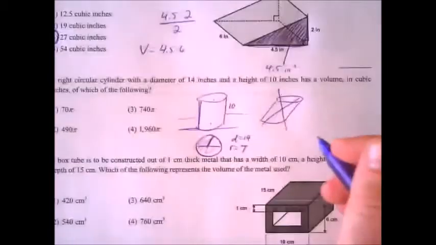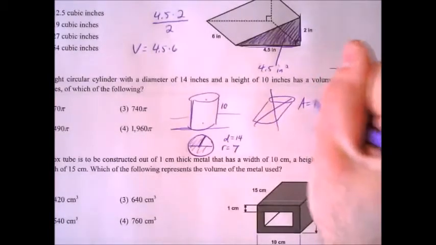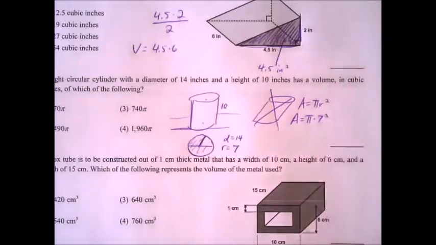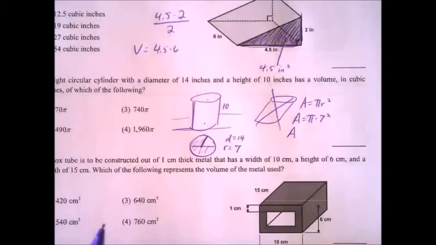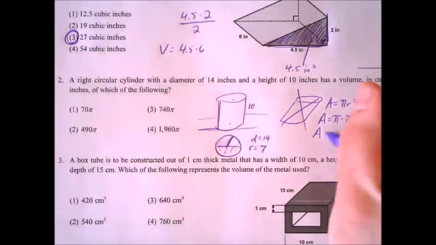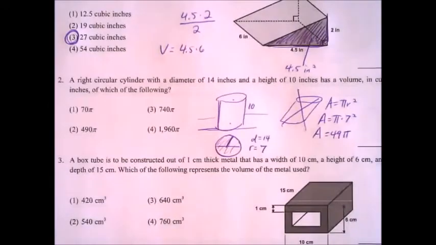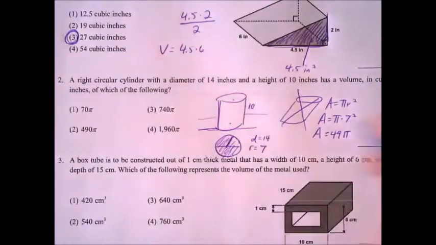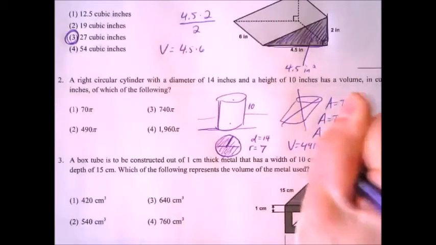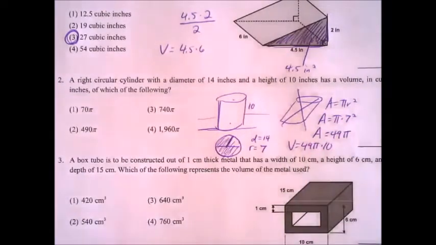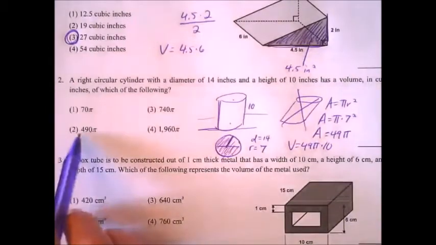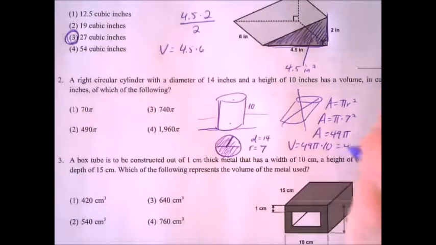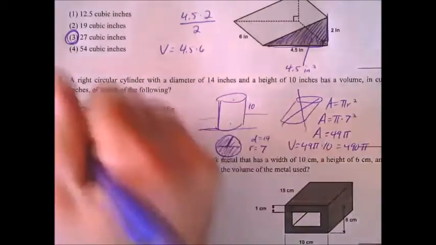So I'm going to use the radius of 7 and plug that into pi r squared, the area of a circle. So area equals pi times 7 squared. The choices are all in terms of pi, so I'm going to leave this as 49 pi. That's the area of the circle. The volume would be the area times 10, so 49 pi times 10. You could use a calculator and get a decimal answer, but our choices are in terms of pi. So 49 times 10 is 490, times pi, so that would actually be choice number 2.